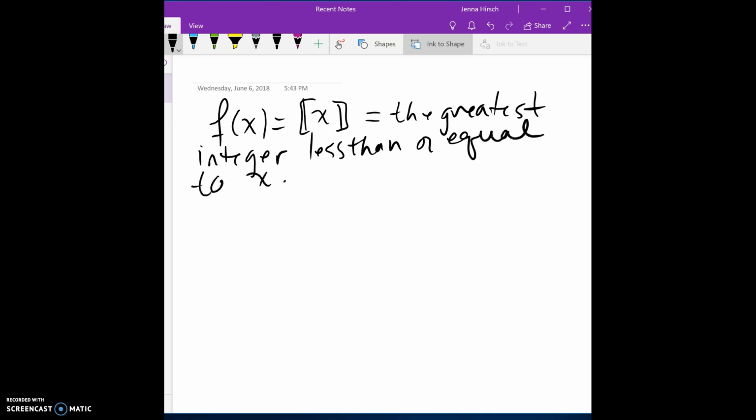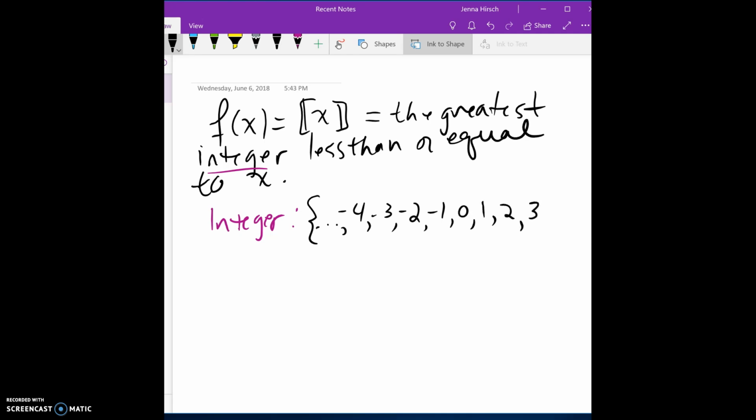Well, what does that mean? Let's piece this together. Let's first talk about this term integer. What do we mean when we say integer? Well, recall that the set of integers is the set of negative and positive whole numbers. Here are some examples of integer values, and these go infinitely to the right and infinitely to the left. So whatever number we input into our function, the output is going to be an integer.